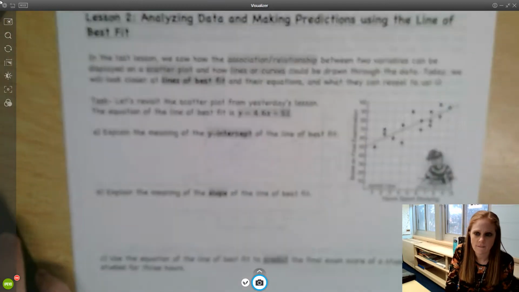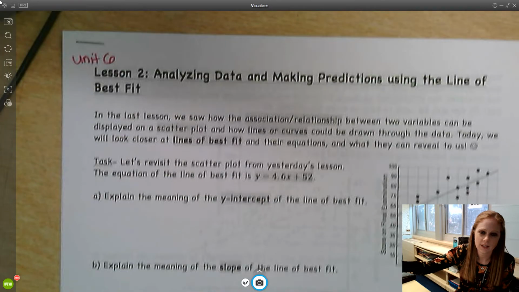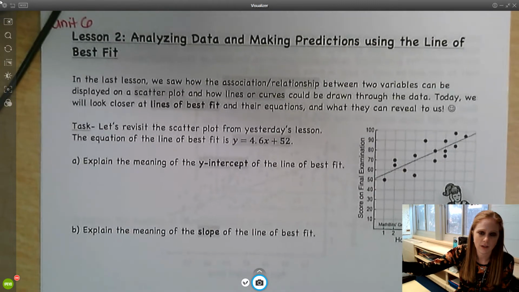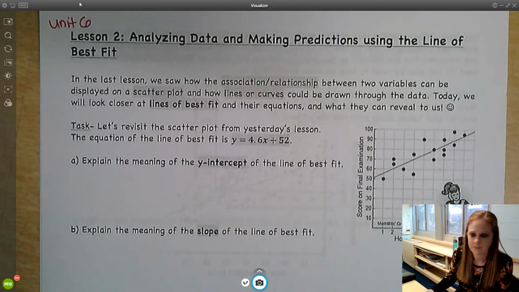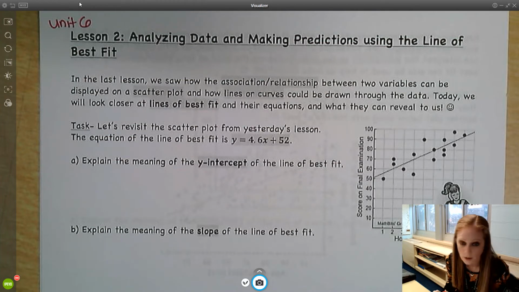All right, this video is going over Unit 6, Lesson 2 on analyzing data and making predictions using the line of best fit. In the last lesson, we saw how the association relationship between two variables can be displayed on a scatter plot and how lines or curves can be drawn through the data. Today, we will look closer at the lines of best fit and their equations in y equals mx plus b form and what they tell us.